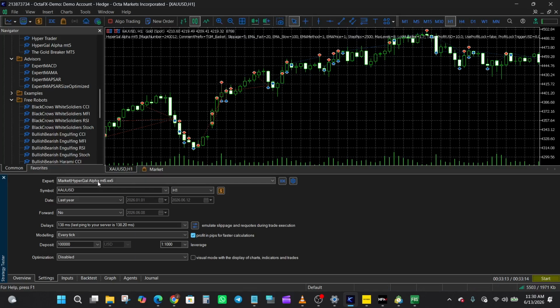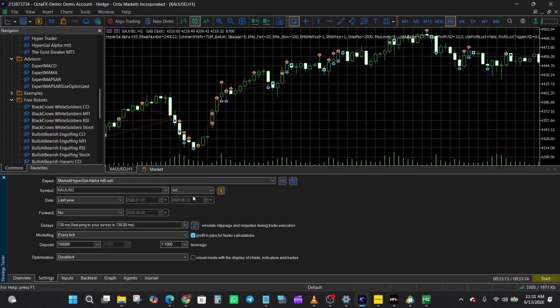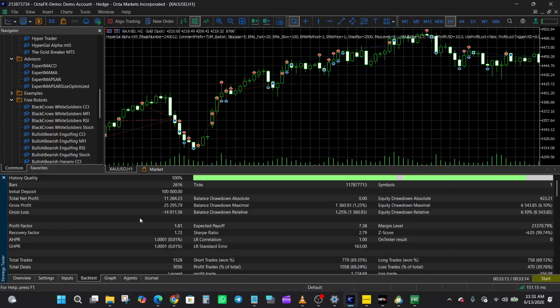So we are testing the HyperGal Alpha EA on XAU USD on the H1 time frame, and we are testing it from the beginning of this year, 1st January 2026 till date. As for the delays, we are using the last ping to the server, and we are using the every tick modeling.